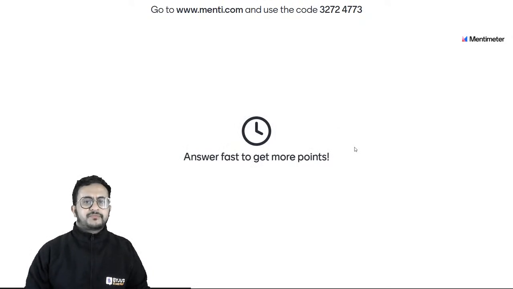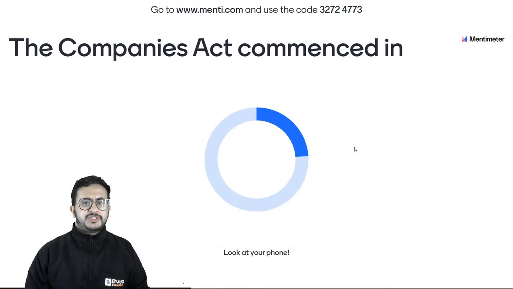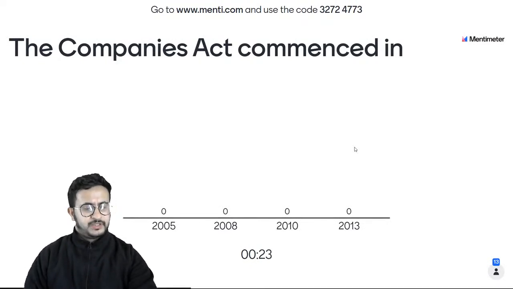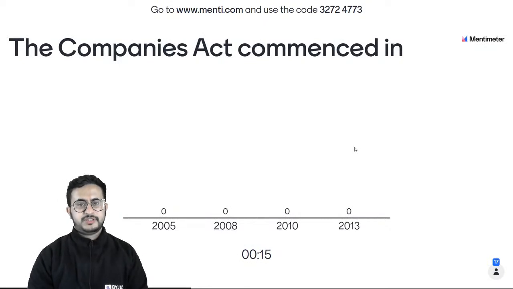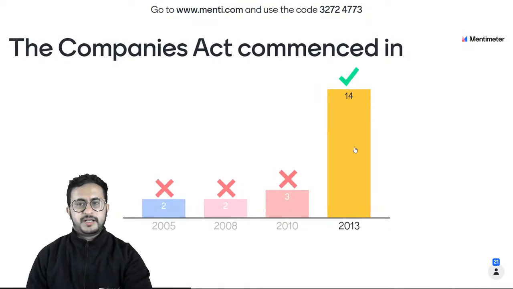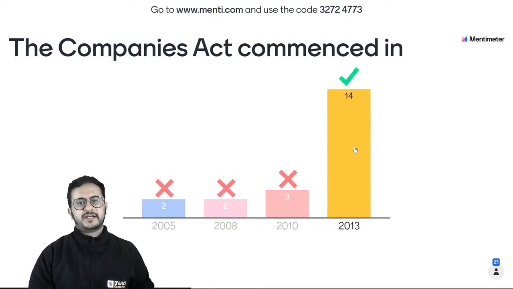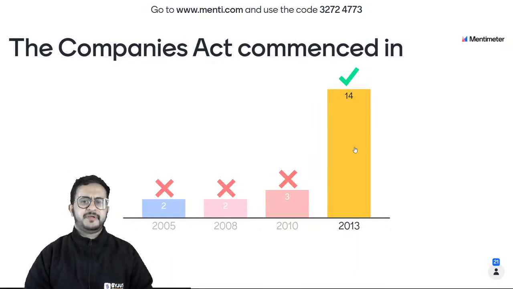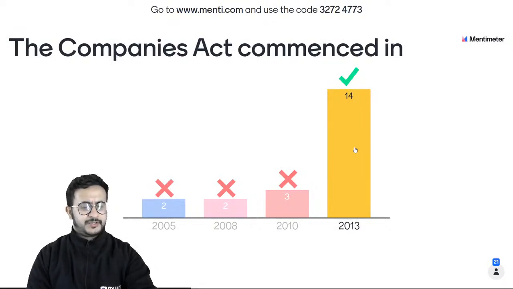Next question. The Companies Act commenced in which year? 2005, 2008, 2010, or 2013? Companies Act. So you have an act for companies that relates to the legal aspects of companies. Yes, the right answer is 2013. Earlier there was a Companies Act of 1956, which was replaced by this act in 2013. The amendment came in 2012, but the act came in 2013. So that is why it is called Companies Act of 2013.